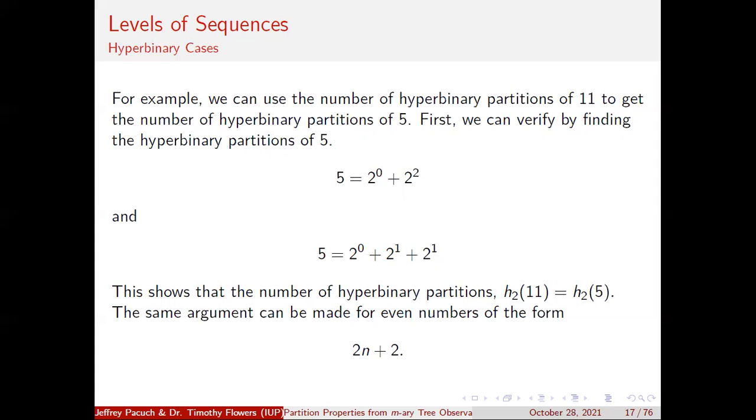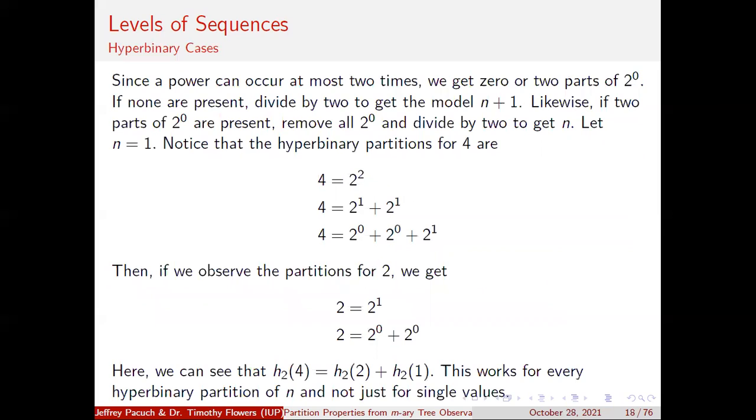We can make the same argument for even numbers too. So if we have 2n plus 2, we can follow the same type of logic. We can get rid of the 2 term, divide by 2, get n, or we can also just have no parts of those 2 to the 0 powers, divide by 2, and we're left with n plus 1 expansions. Then we find the following theorem, which we'll define on the next page, but we can see we find this nice pattern where the hyperbinary partitions of 4 will be the same as the hyperbinary partitions of 2 plus the hyperbinary partitions of 1, in my example of when n equals 1. If I show when n is equal to 1, we'll see that we get the hyperbinary partitions of 4. I find 3 ways to do that. If I find the hyperbinary partitions for 2, there's 2 ways to do that.